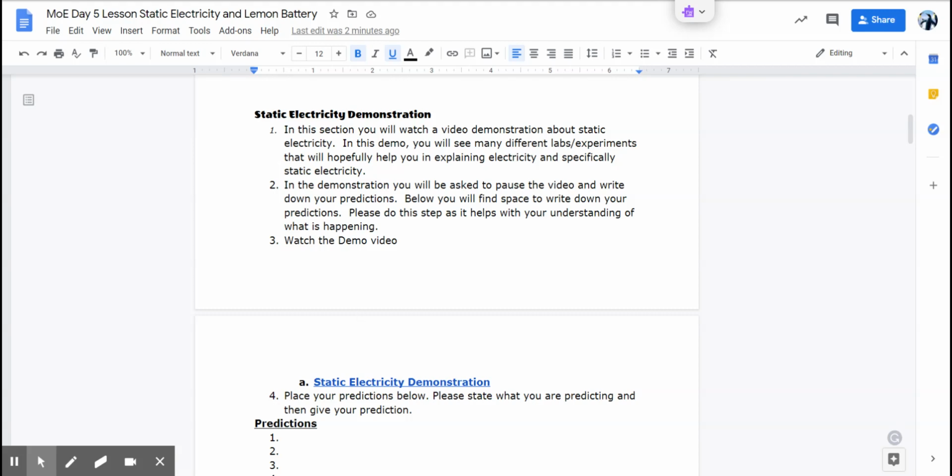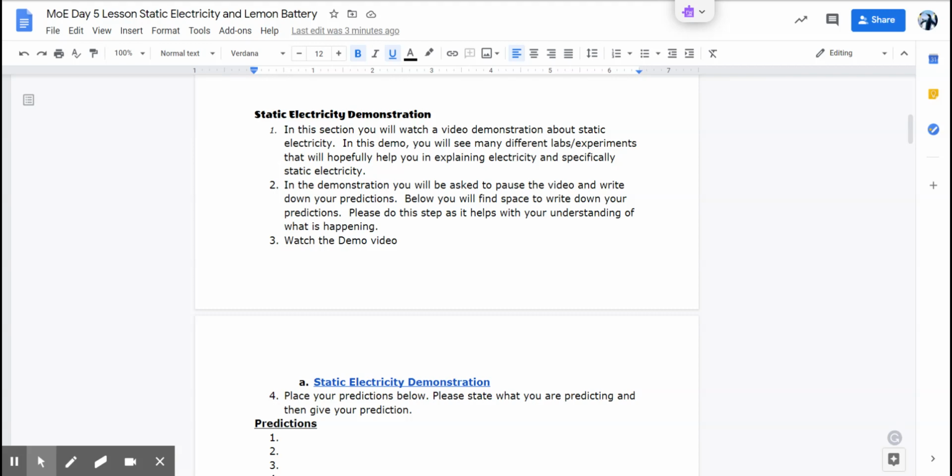All right, here's the deal. You guys are going to come down here. You're going to read these directions 1, 2, and 3. You're going to click on this video, and this video is the demonstration video. It's where I am up and going through all these different labs and demos to show you different ways of static electricity and current electricity, and the difference between atoms and protons and neutrons, and how different things connect, whether they're like charges or opposite charges, and what happens if they're like charges or opposite charges.